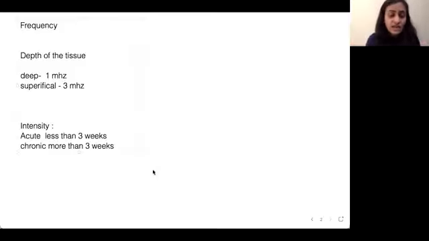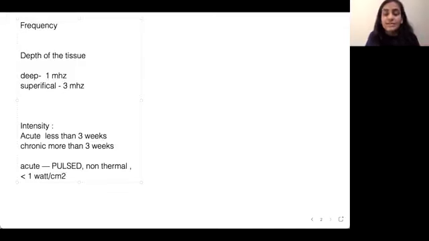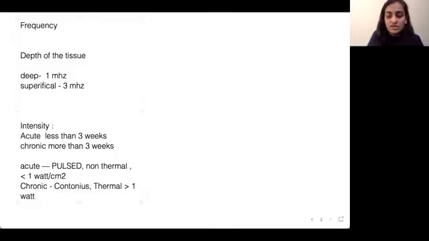Okay, coming back to the intensity, acute is going to be less than 3 weeks, chronic is going to be more than 3 weeks. So if you have acute, what is the intensity that you give? You will always give pulsed ultrasound, non-thermal ultrasound, and intensity will always be less than 1 watt per centimeter square. That means it will be 0.5, 0.6, 0.7. It's going to be pulsed, less than 1 watt per centimeter square. When we have a chronic condition, it's always going to be continuous ultrasound. It's going to be thermal ultrasound, and the intensity is going to be greater than 1 watt per centimeter square.